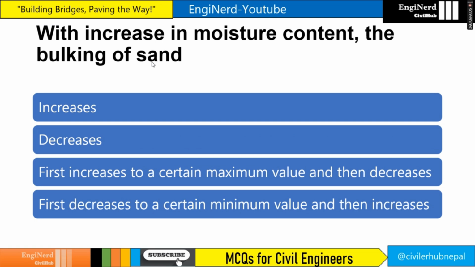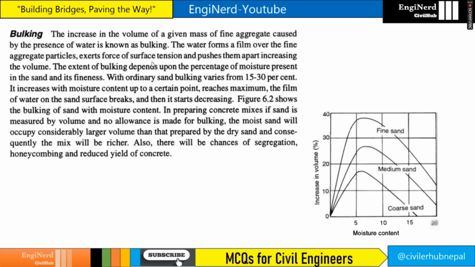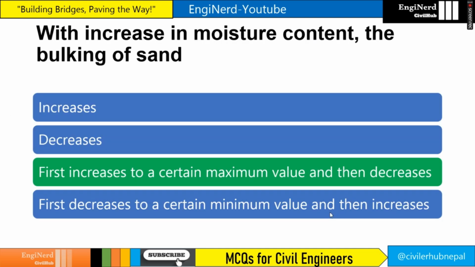With the increase in moisture content, the bulking of sand first increases to a certain maximum value and then decreases, right? We see here in the figure that it first increases up to a certain value and then decreases for all kinds of sands. It increases with moisture content up to a certain point, reaches the maximum, the film of water on the sand breaks, and then it starts decreasing. So our answer will be first increases and then decreases.